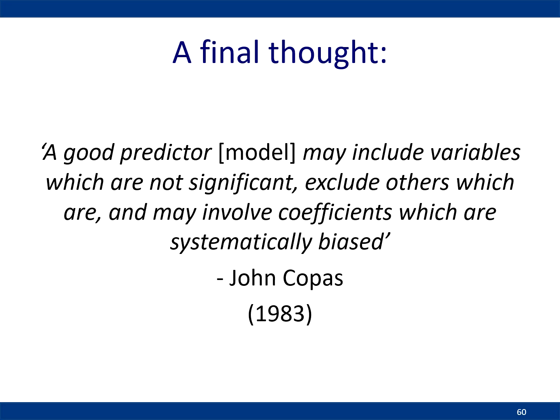So just one final thought then, and this comes from John Copas. He said, a good predictor or model may include variables which are not significant, exclude others which are, and may involve coefficients which are systematically biased. So here, remember, some variables, those that are known to be predictors, may not be significant in our data. And also here he refers to the systematically biased, so we might have to shrink our coefficients and actually bias them in order to improve our predictors in new data.